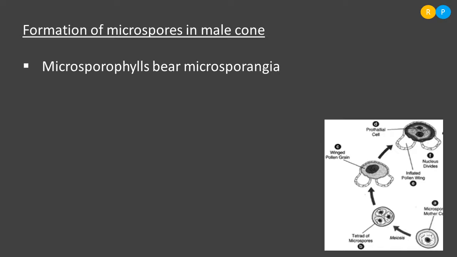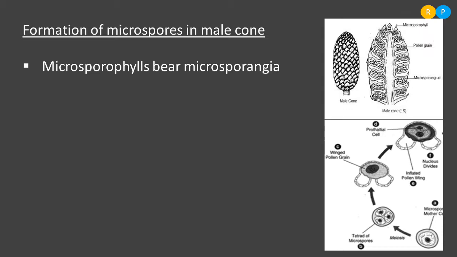You can observe the structure of the microsporophyll and the microsporangia in this diagram. This is a longitudinal section of the male cone, where we can see the microsporophyll labeled here. Those modified leaf-like structures are called microsporophylls. But don't get confused. Microsporophylls are not green in color. They are woody in texture as well as appearance. If you see one microsporophyll structure, at the base of the microsporophyll we can see the sporangia.